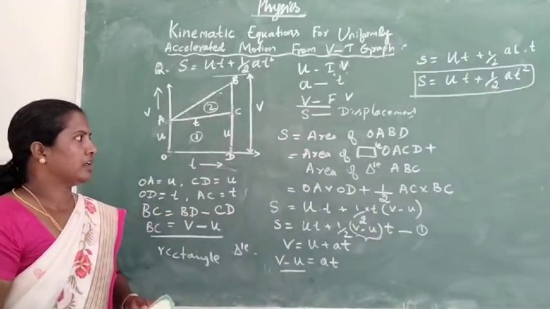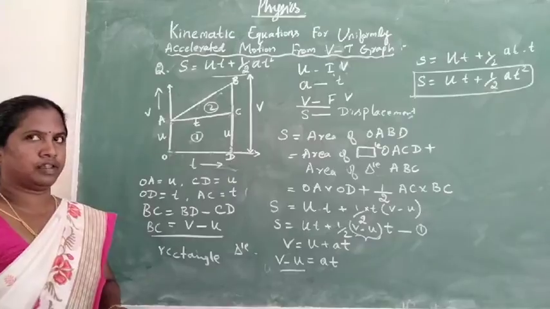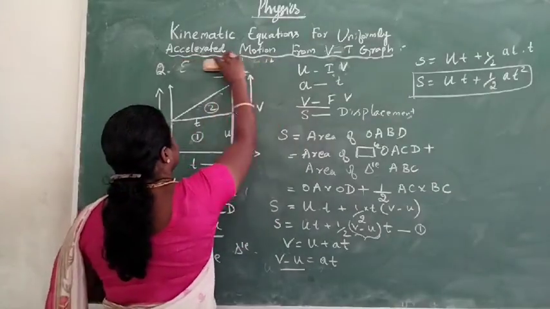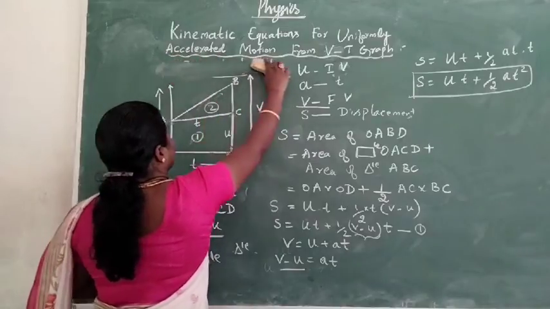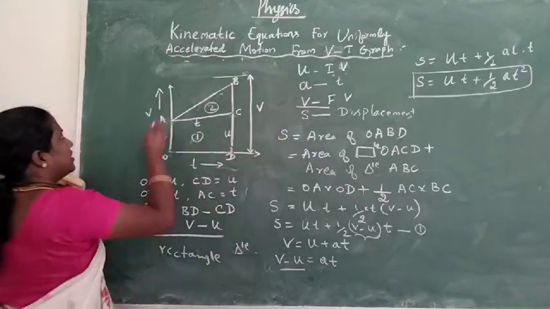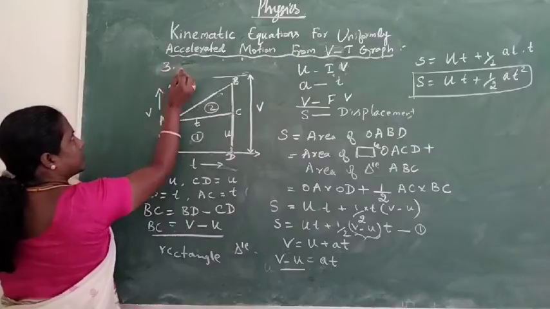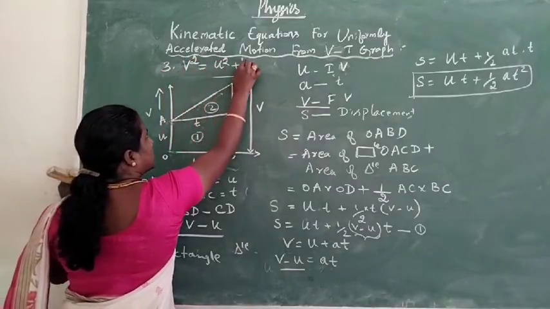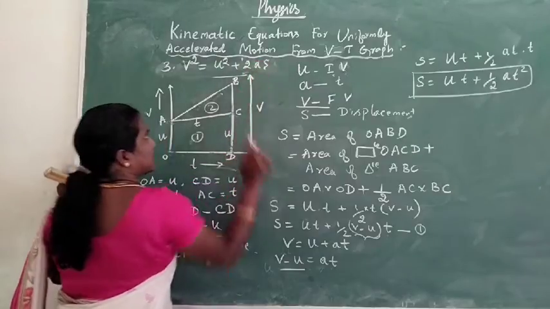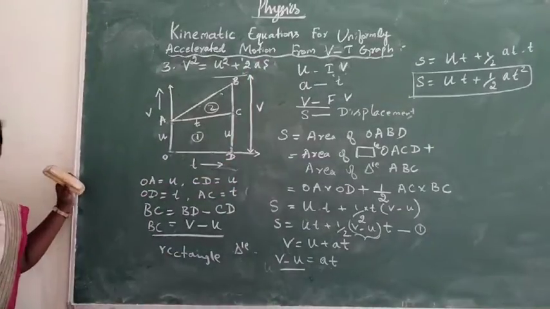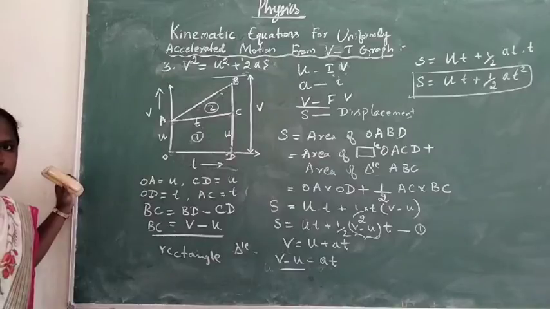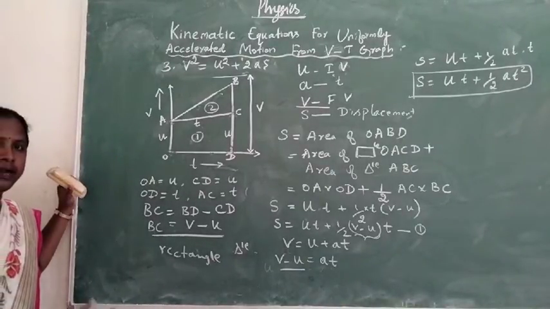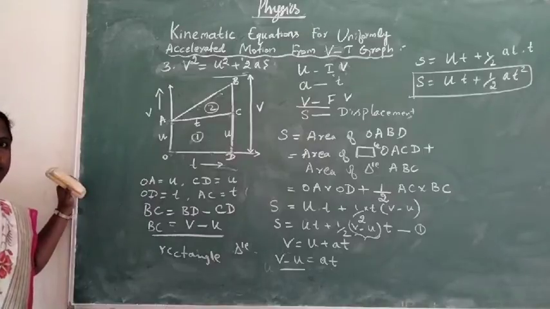Understood this one? Let us derive the third one. What is the third equation of motion? V square is equal to U square plus 2 into AS. What is the third one? V square equals U square plus 2AS. This equation can be derived in two methods. First we will derive with the first method.